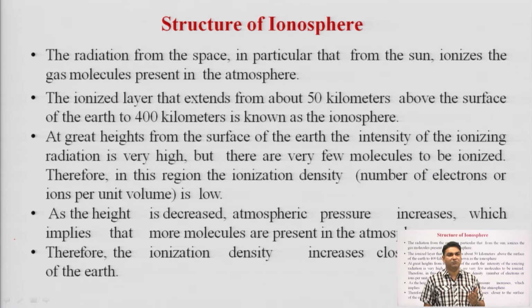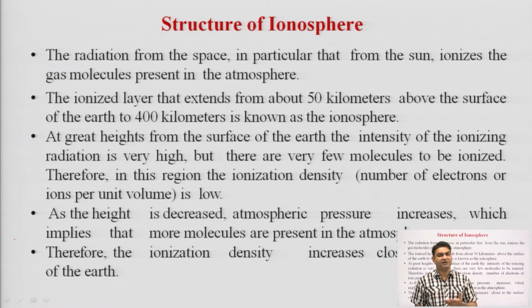At great heights from the surface of the earth, the intensity of ionizing radiation is very high, but there are very few molecules to be ionized. That is why above 400 kilometers, the presence of gaseous molecules, ions and free electrons is approximately nil. So, there is no condition of ionization. When ions are not present, then ionization is also not possible at heights above 400 kilometers.